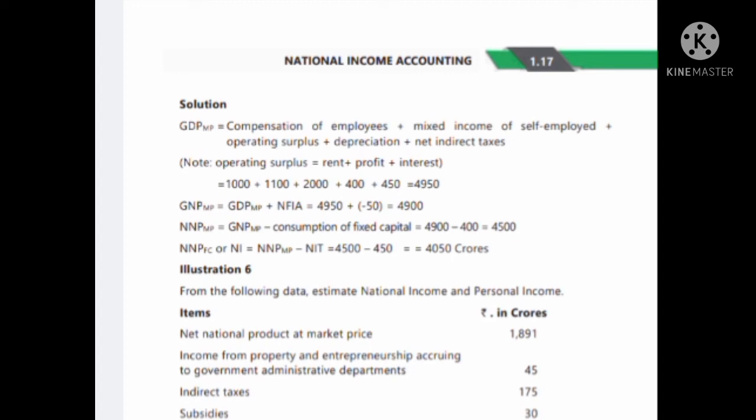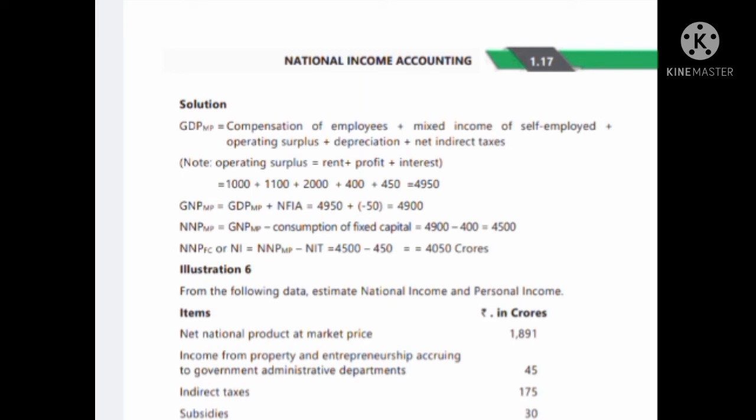Leave rent and profit. The next one is depreciation. Depreciation is another name for consumption of fixed capital, 400. And the last one, net indirect tax, which is 450. If you add all these, you will get the answer 4,950, which is your GDP at market price. And the second one, GNP at market price, is equal to GDP at market price plus NFIA.